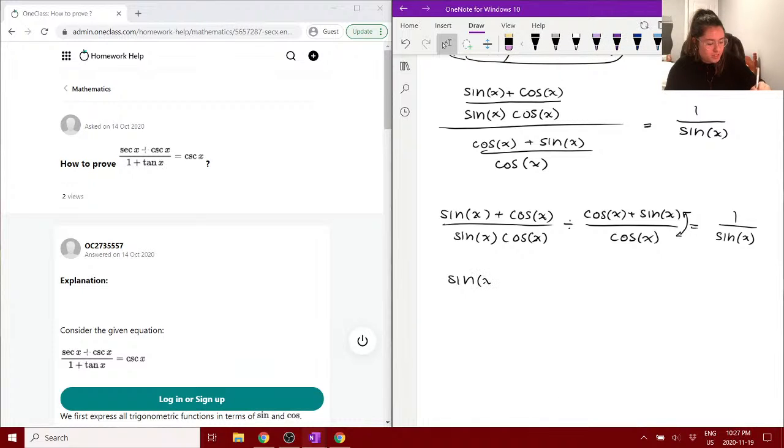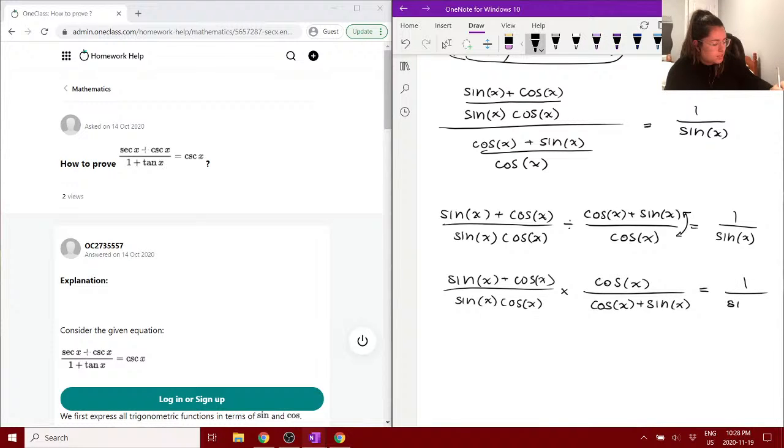So the first fraction we have stays the same, cos of x divided by sine x cos x. And the one that is being divided currently, this one here, we are now going to multiply after we flipped it. So this is the reciprocal when it is flipped. We have cosine of x in the numerator now, and cos of x plus sine x in the denominator now. That is equal to the same thing. This side doesn't change. Okay?